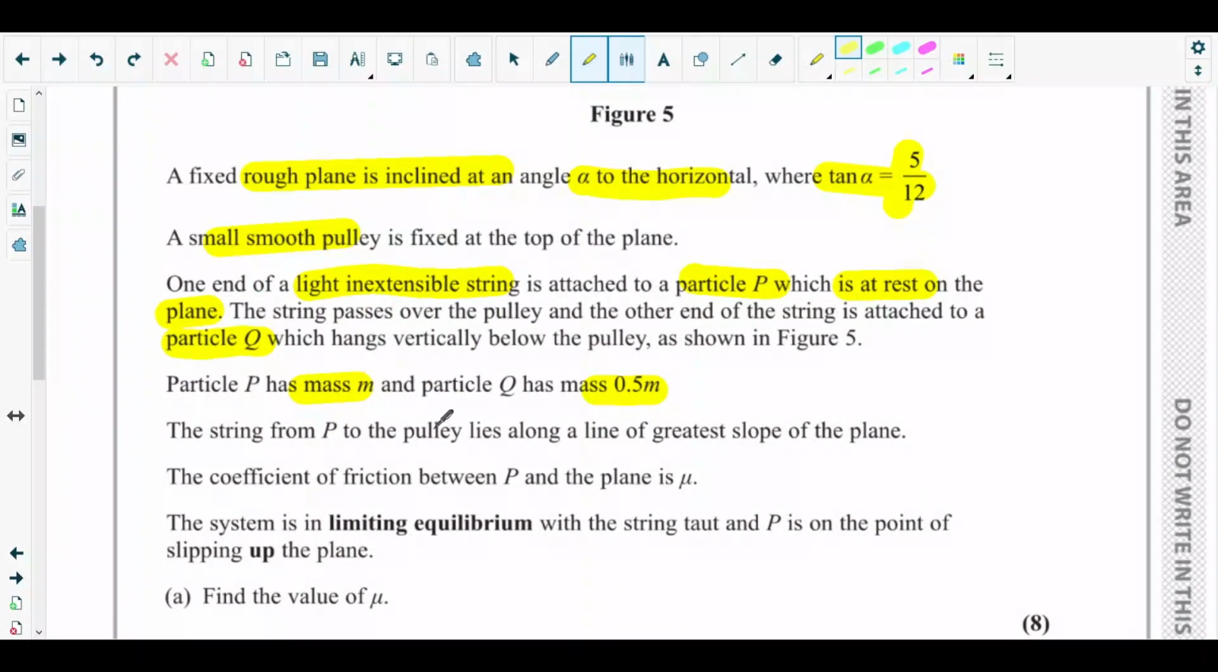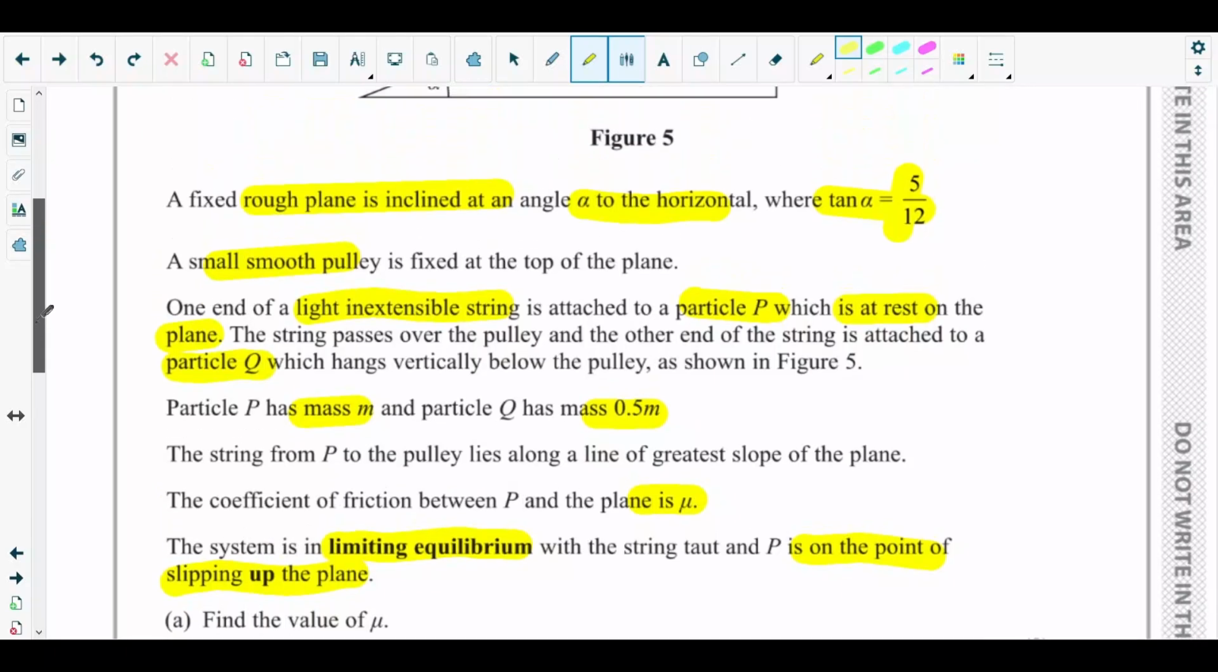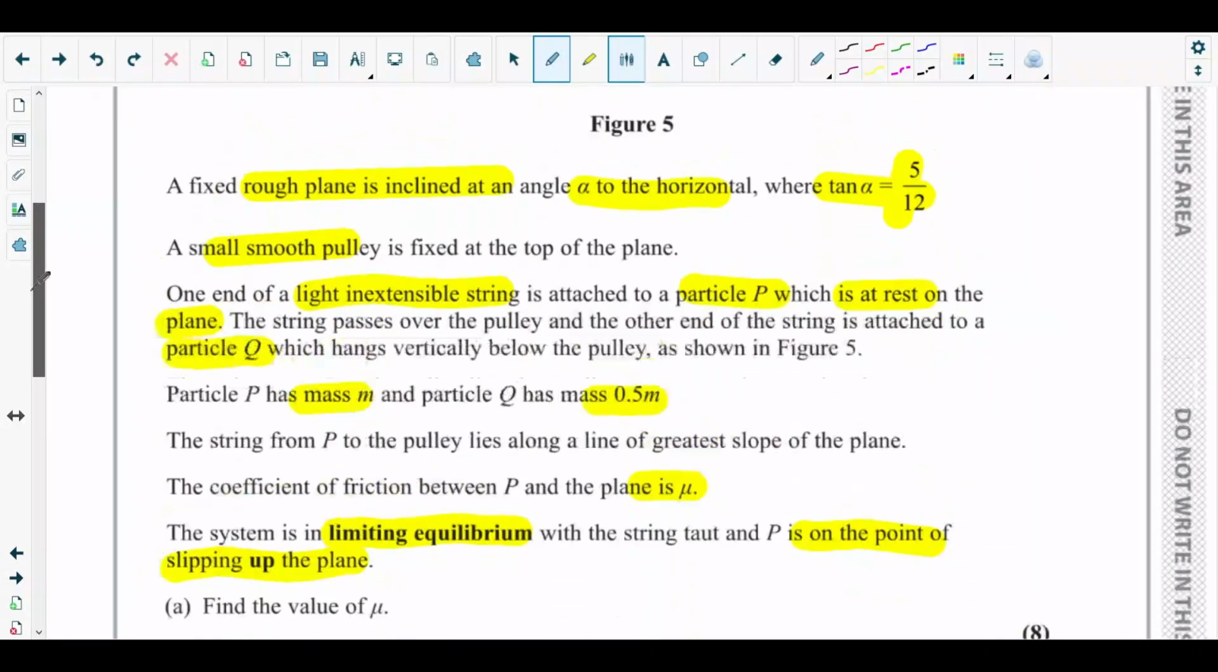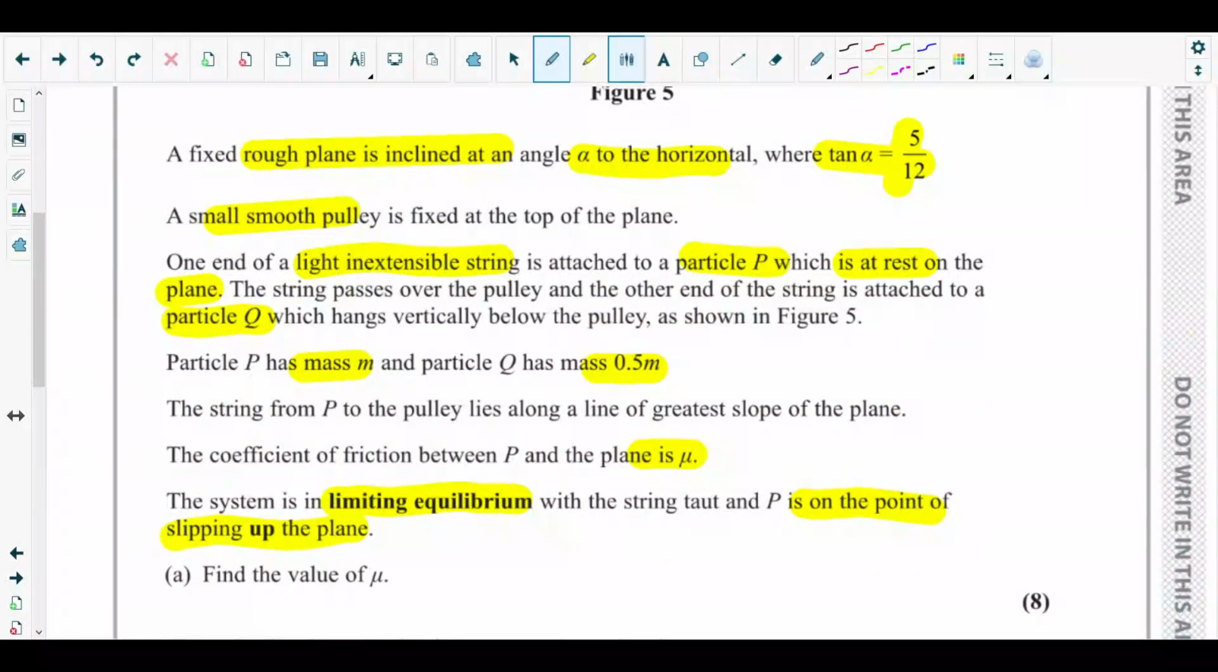The string from P to the pulley lies along a line of greatest slope of the plane. The coefficient of friction between P and the plane is mu. The system is in limiting equilibrium, which they wrote in bold, so that means there's something special with that, right? The string is taut and P is on the point of slipping up the plane. So the system is in limiting equilibrium and particle P is on the verge of moving up the plane in this direction. That's the scenario of question number 8.